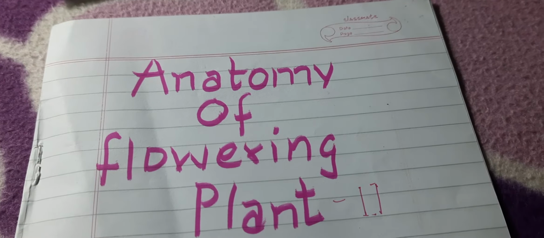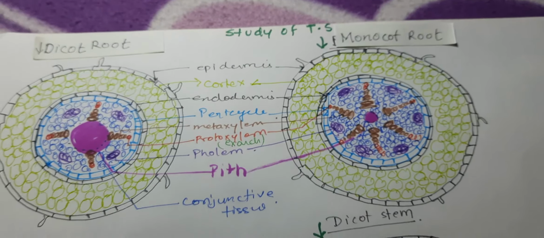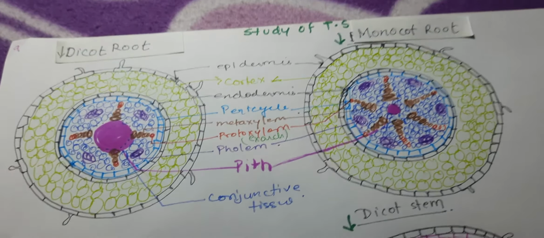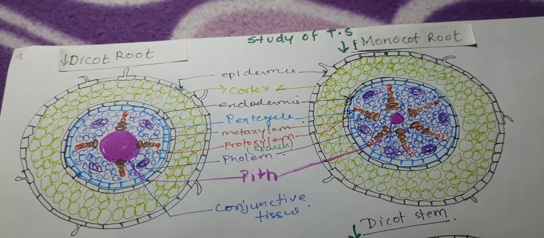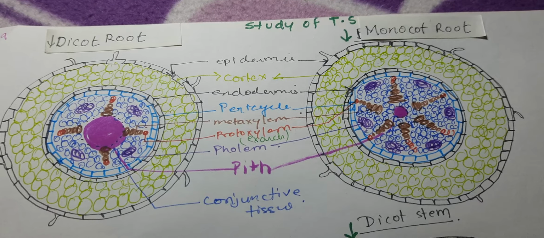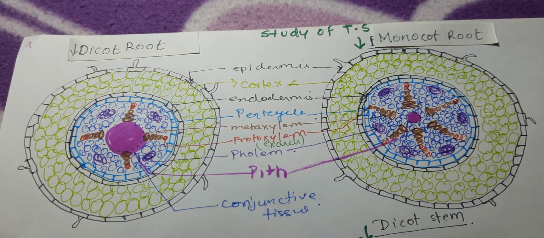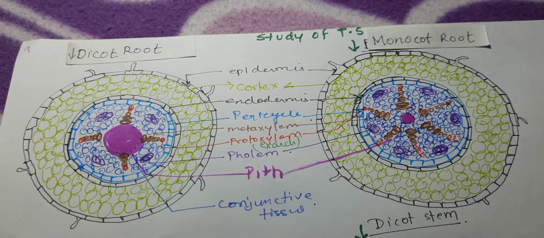Dear student, we will continue with the anatomy of flowering plants. Now we have to discuss the structure of the transverse section of root and stem. If you look at the root and compare the dicot root transverse section with monocot, you will see they both have epidermis, then the layer of cortical cells called cortex, and then the layer of endodermal cells.